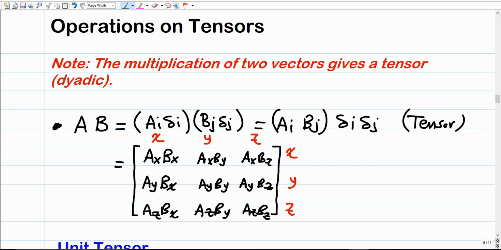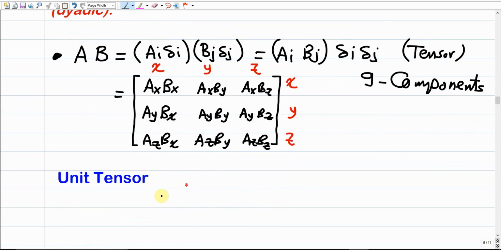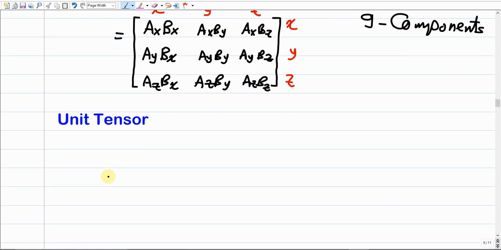We end up with a tensor of 9 independent components. So in general, the multiplication of any two vectors gives a tensor with 9 independent components. This is the compact form of the tensor, and this is the tensorial form of the tensor itself. Or we can even expand it as one single equation, as I'm going to show you with the unit tensor. Okay.